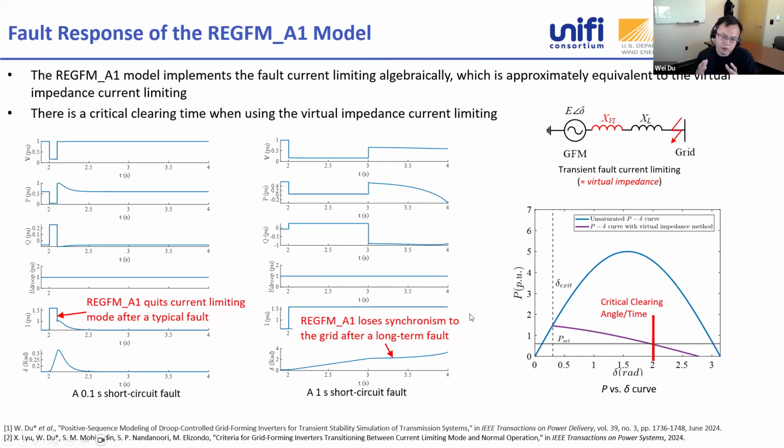Actually, this is very similar to a synchronous machine. Assuming you have a synchronous machine put here, if you add a 1-second fault, that synchronous machine will lose synchronism with the grid too, right? So this is one limitation of this model, and very active research is still going on in this area.